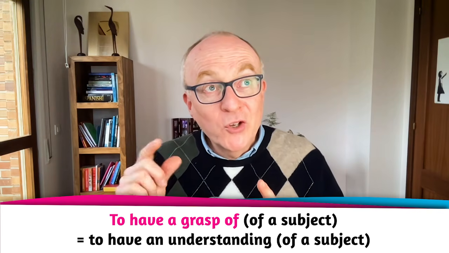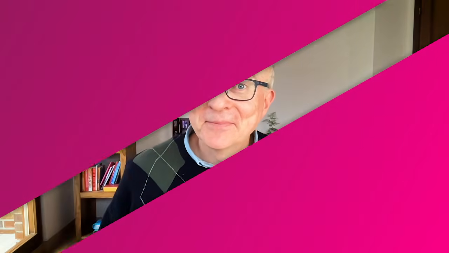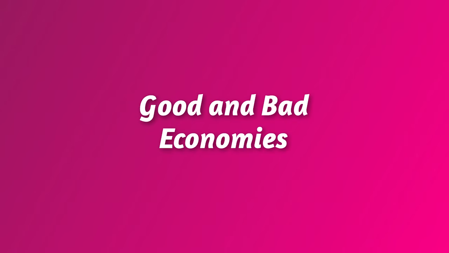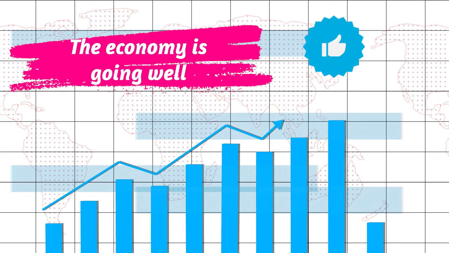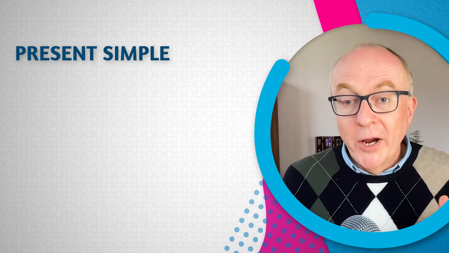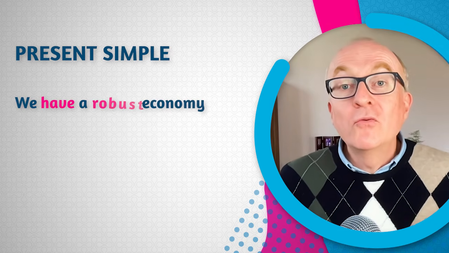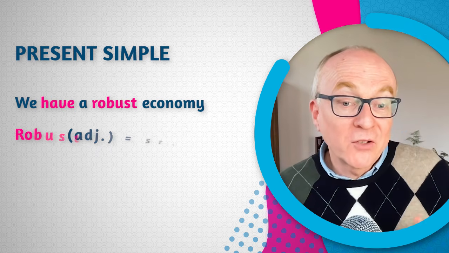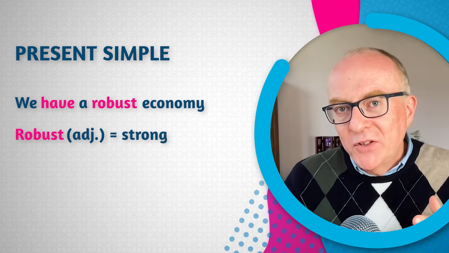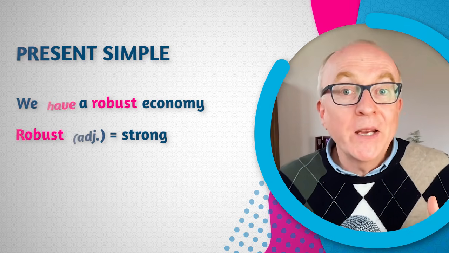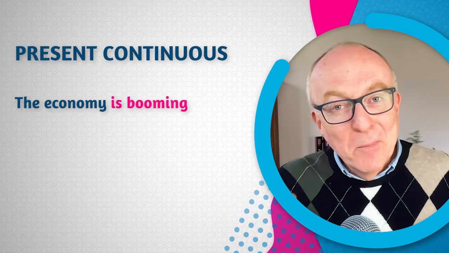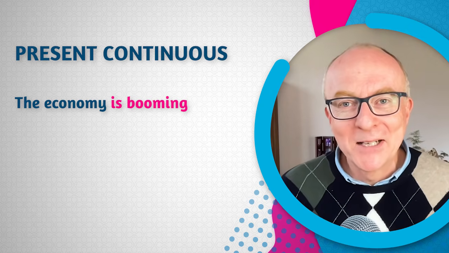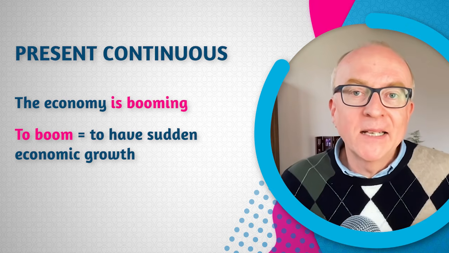Great. Let's move on and talk about good economies and bad economies. Okay, so if the economy is going well, meaning it's in a good financial state, we can use the present simple to describe the economy now, right? We can say, we have a robust economy. Robust meaning strong. Okay. You can describe what the economy is doing right now using the present continuous. Okay. The economy is booming. Put the stress on the boom. The economy is booming. Booming meaning it's growing, getting bigger.